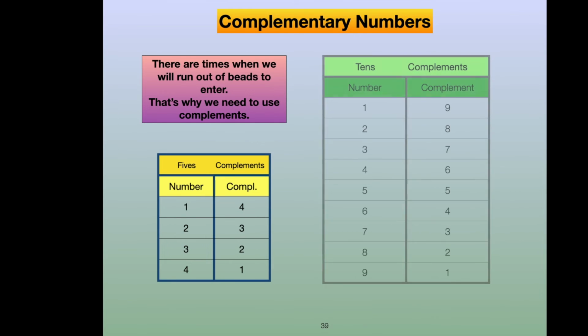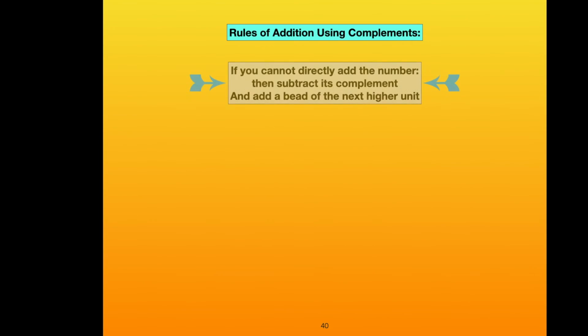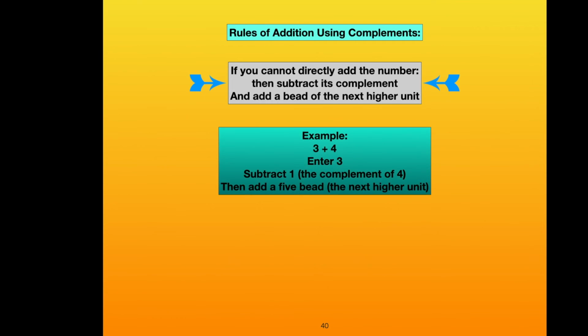But there's also complements with respect to 10. For instance, here, the number 1's complement would be 9, and the number 2's complement would be 8, etc. And the way we use complements in these kinds of problems is if you cannot directly add the number or enter the number, then instead of adding a number, you subtract the complement of that number and then add a single bead onto the next higher unit. So we're going to look at an example of this, 3 plus 4.